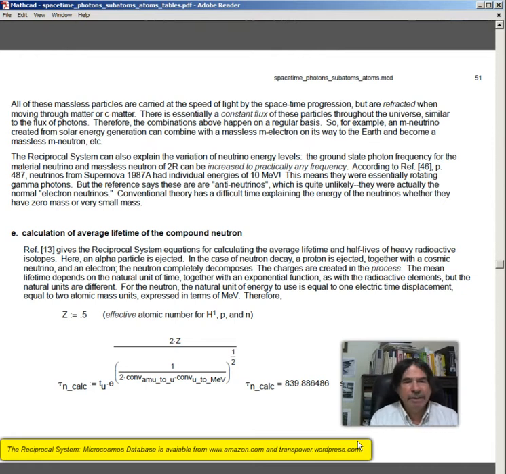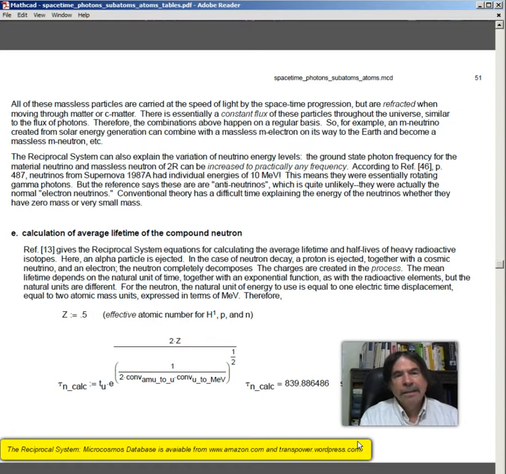The reciprocal system can also explain the variation of neutrino energy levels. The ground state photon frequency for the material neutrino and massless neutron of 2R can be increased to practically any frequency. According to reference 46, page 487, neutrinos from supernova 1987A had individual energies of 10 million electron volts. This means they were essentially rotating gamma photons. But the reference says these are, quote, antineutrinos, which is quite unlikely. They were actually the normal electron neutrinos. Conventional theory has a difficult time explaining the energy of the neutrinos, whether they have zero mass or very small mass.